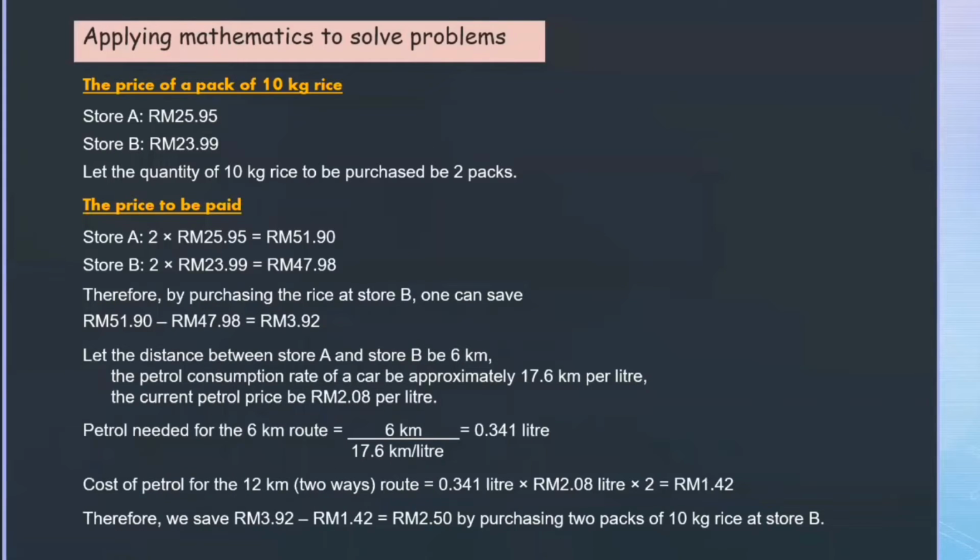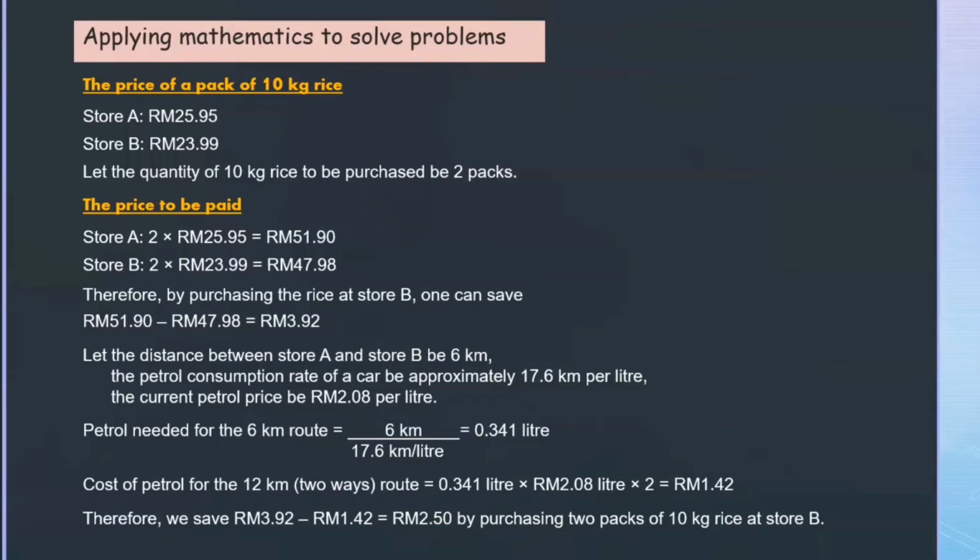Applying mathematics to solve problems. The price of a pack of 10 kg rice in store A is 25 ringgit 95 cents, while the price of a pack of 10 kg rice in store B is 23 ringgit 99 cents. Let the quantity of 10 kg rice to be purchased be 2 packs. So, the price to be paid in store A is 51 ringgit 90 cents, while the price to be paid in store B is only 47 ringgit 98 cents. Therefore, by purchasing the rice at store B, one can save 3 ringgit 92 cents.